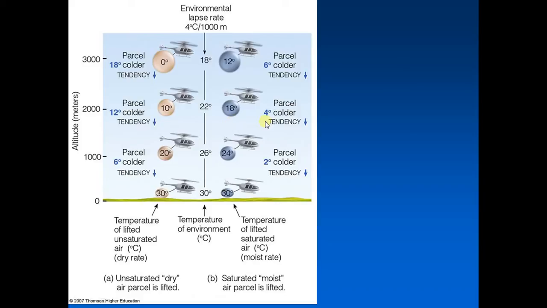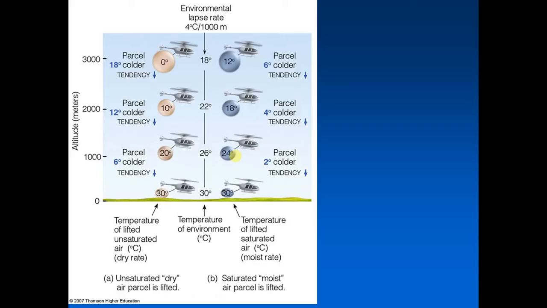Regardless, it still has the tendency to want to sink down because the moist adiabatic lapse rate is still greater than the environmental lapse rate. So the parcel is still cooling faster than the environment, despite the latent heat release. Therefore, this case is a completely stable atmosphere. Whenever the environmental lapse rate is less than the moist adiabatic lapse rate, the atmosphere is said to be stable.